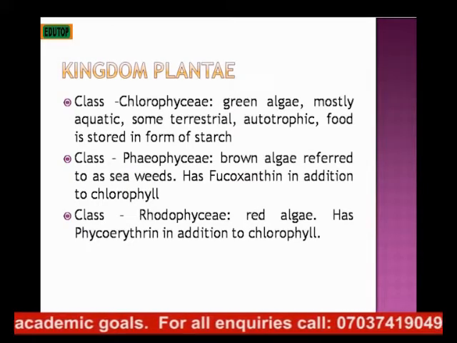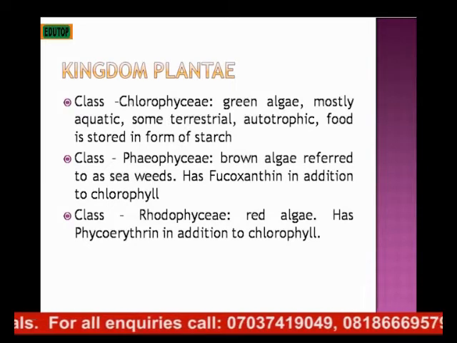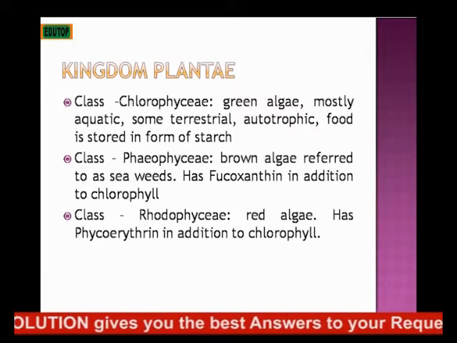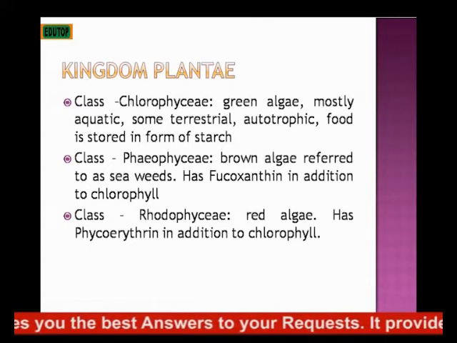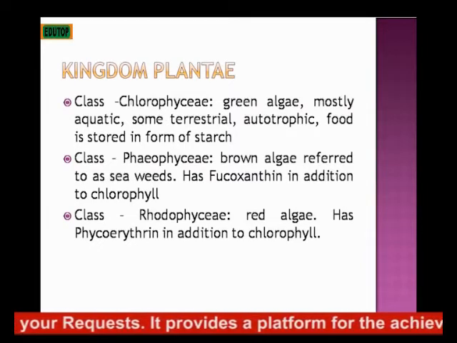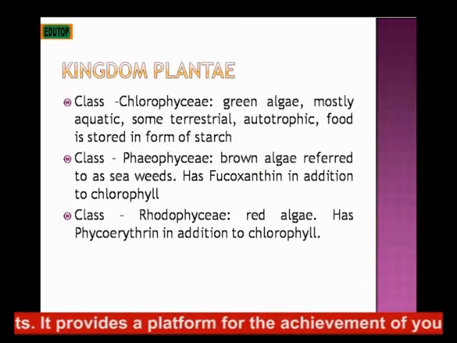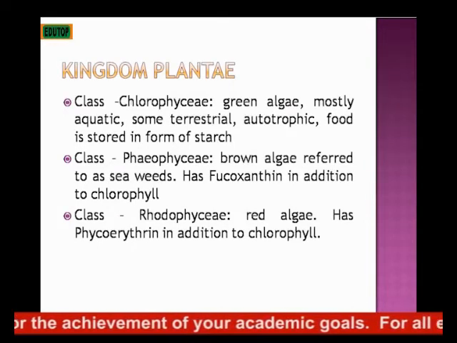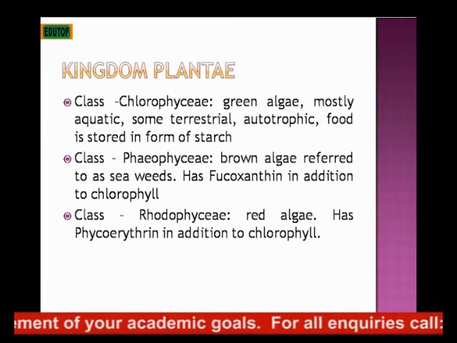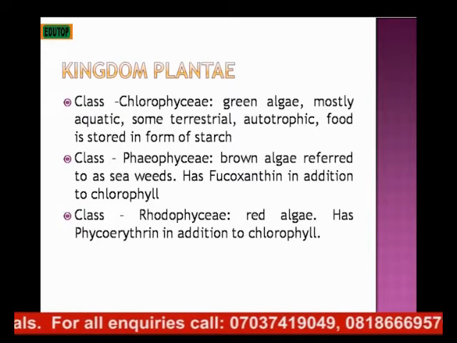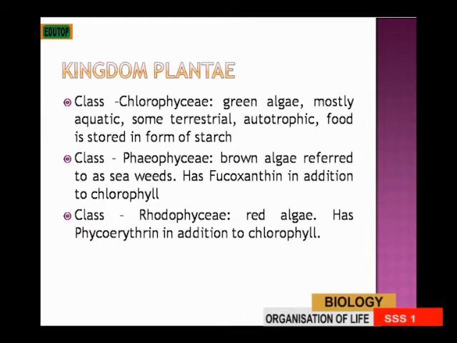Then the next class, the Phaeophyceae, that's the brown algae. They have an additional pigment which is brownish in color and is called fucoxanthin, in addition to their chlorophyll. They are generally referred to as the seaweeds. Then the third class, we have the Rhodophyceae. These are the red algae, rhodo being red color. The additional pigment that they have is called phycoerythrin.